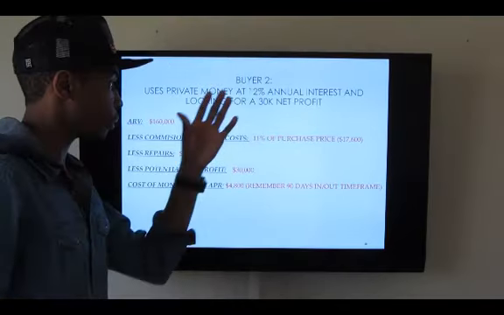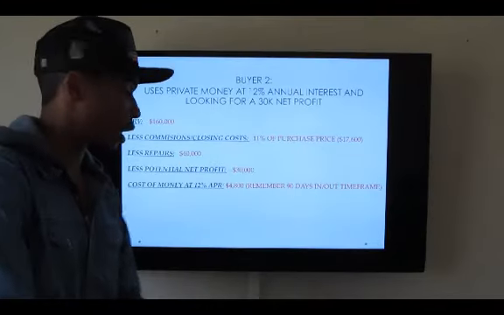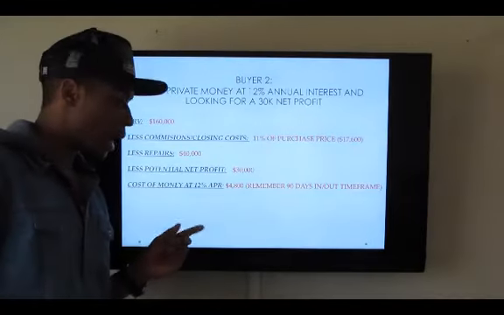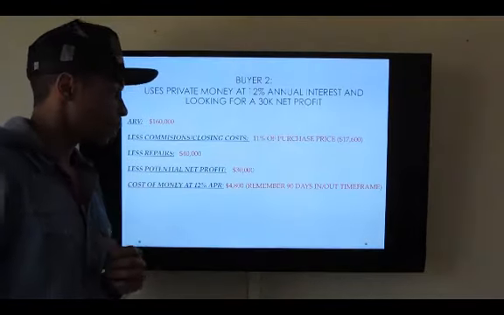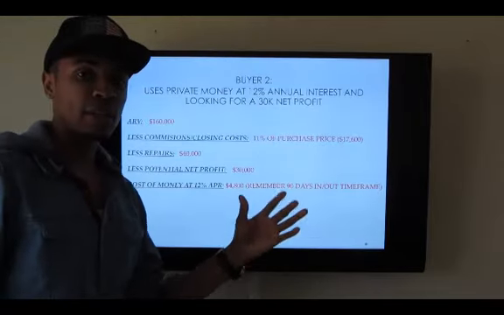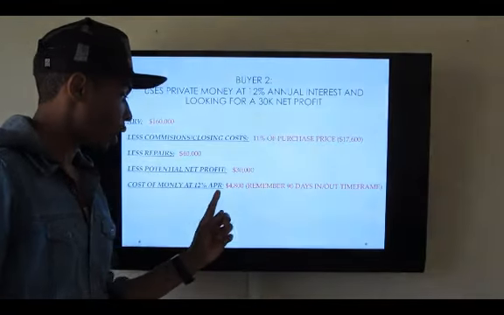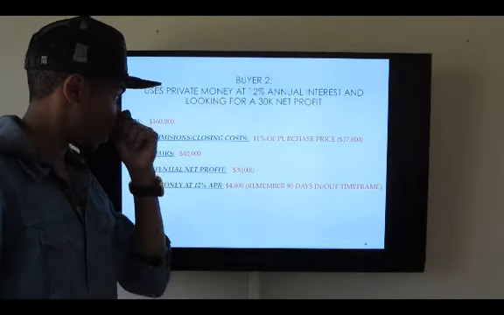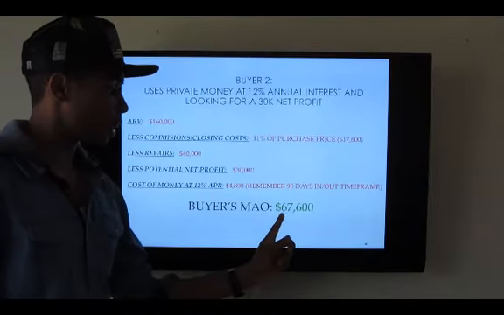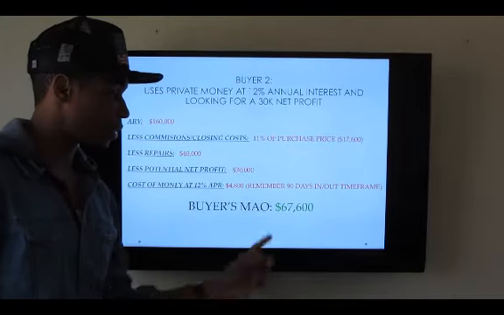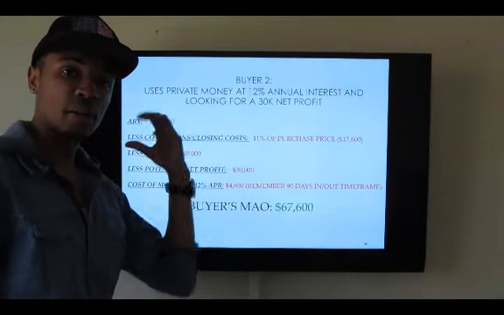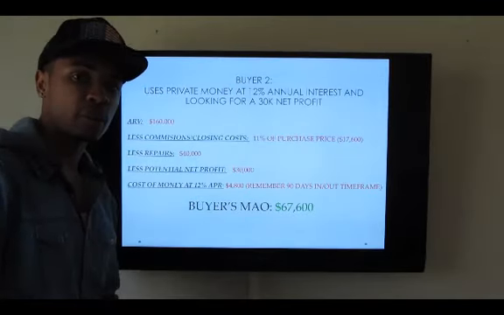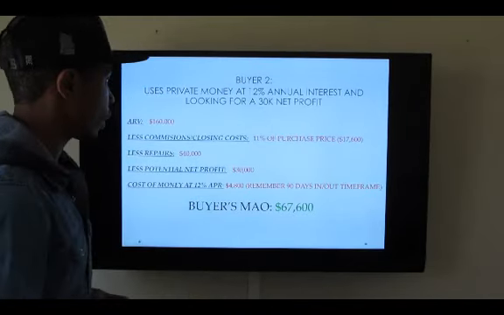Again, this buyer number two wants to make $30,000, but the cost of money for that buyer is 12% APR. Okay, so given the time frame that they're in and out in 90 days, that cost of money is going to cost them $4,800. Okay. All right, so their maximum allowable offer is $67,600. It's less than buyer number one because buyer number one doesn't have to pay for their cost of money because they're using their own cash.